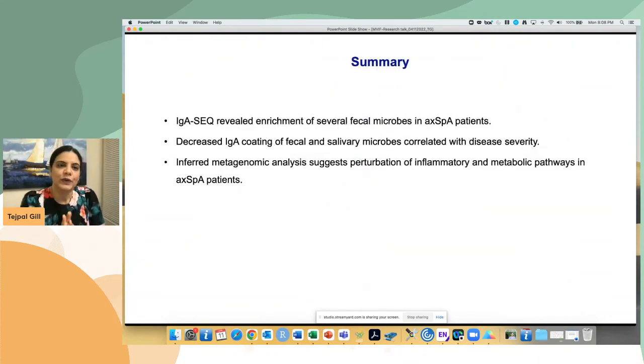So to summarize, I hope that I have shown you data that suggests that IgA-seq in axial spondyloarthritis patients has revealed enrichment of several fecal microbes. We also observed decreased IgA coating in both fecal and salivary microbes that correlated with disease severity. And the inferred metagenomic analysis suggests that there's perturbation of inflammatory and metabolic pathways in the IgA positive microbial compartment of axial spondyloarthritis patients.